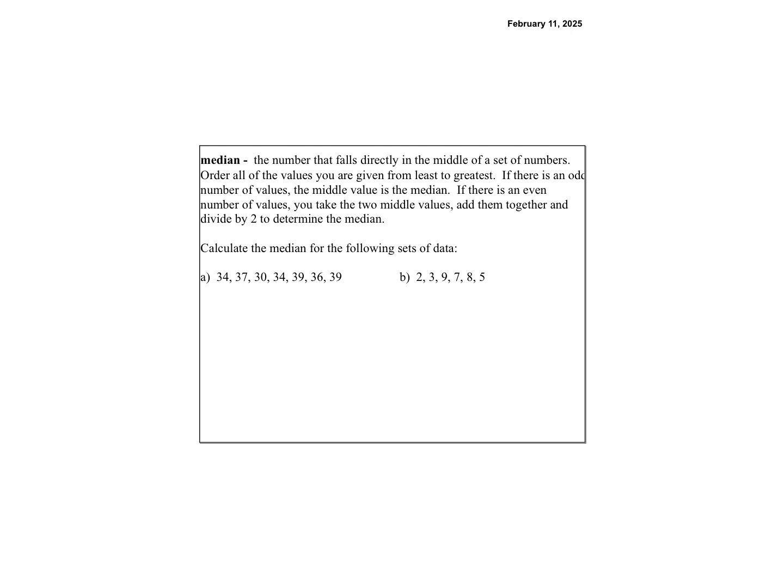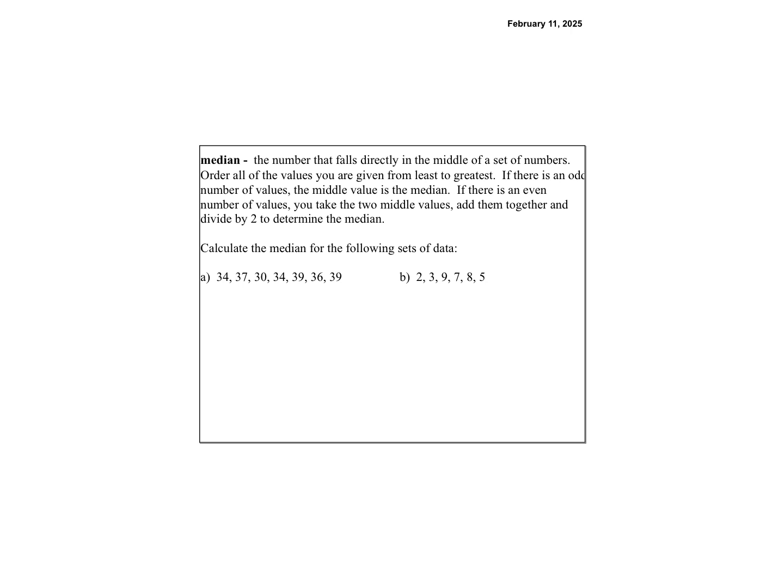The median is the number that falls directly in the middle of a set of numbers. What you want to do is order all the values you're given from least to greatest. If there's an odd number of values, the middle value is the median. If there's an even number of values, you take the middle values, add them together, and divide by 2 to determine the median. So when we look at this one here, the first thing I'm going to do is put this in order.